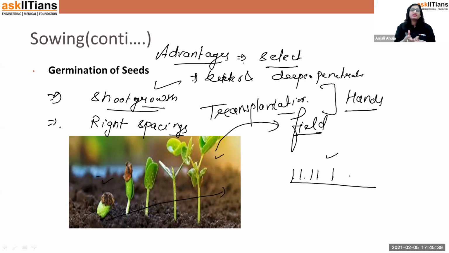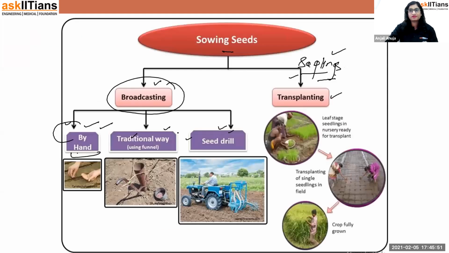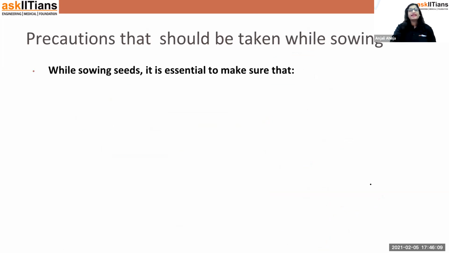But many students have this question about the transplantation, where to write. The point is that you have to write it into the sowing point, and that is done with the help of saplings, into the rice plant. Yeah, so that's what: leaf stage seedling in the nursery ready for transplant, then the seedling of the transplant is a single seedling in the field. Crop grown. I thought I'm going to show you the picture, but the picture is here. Time saved. Clear?